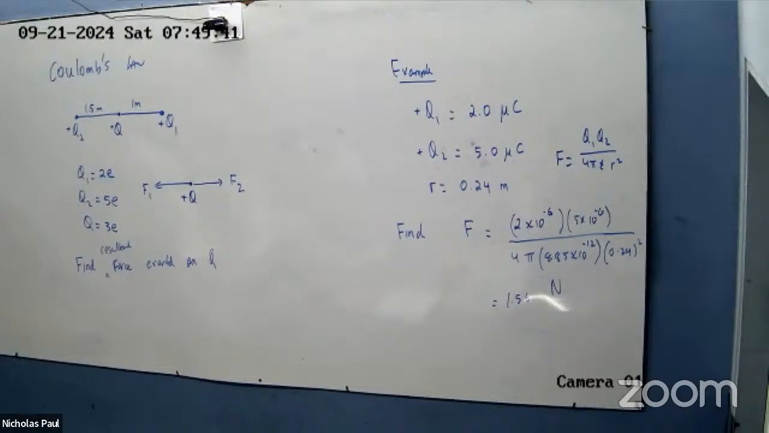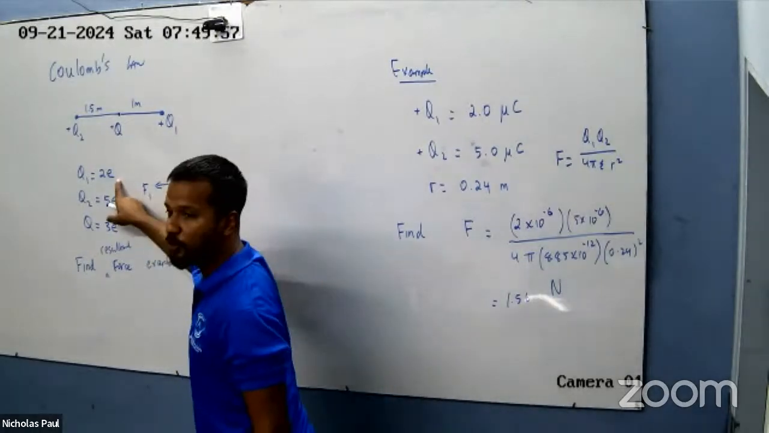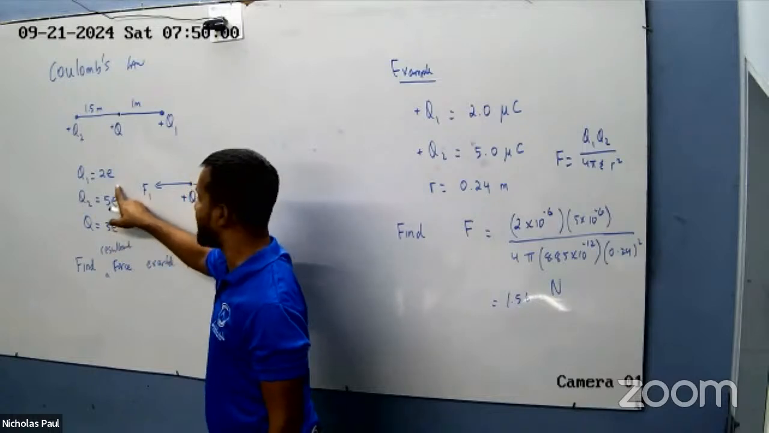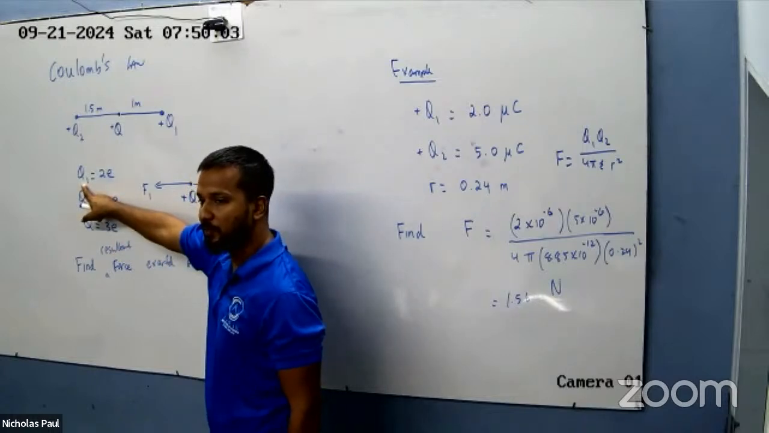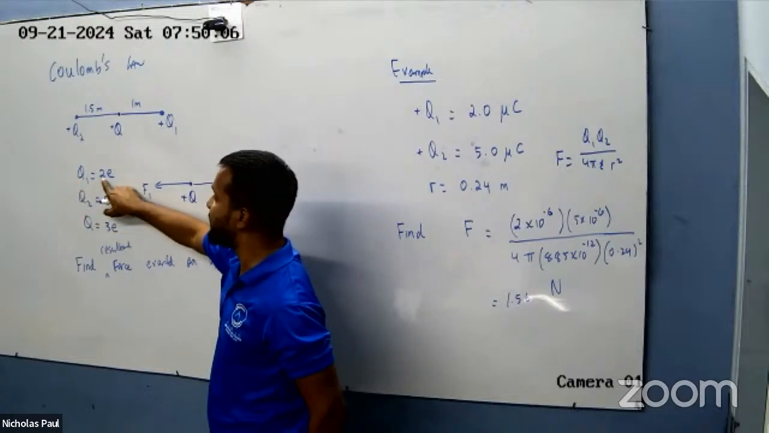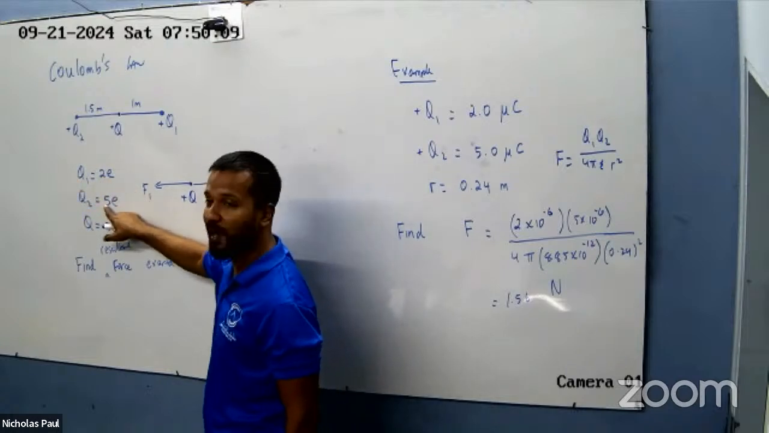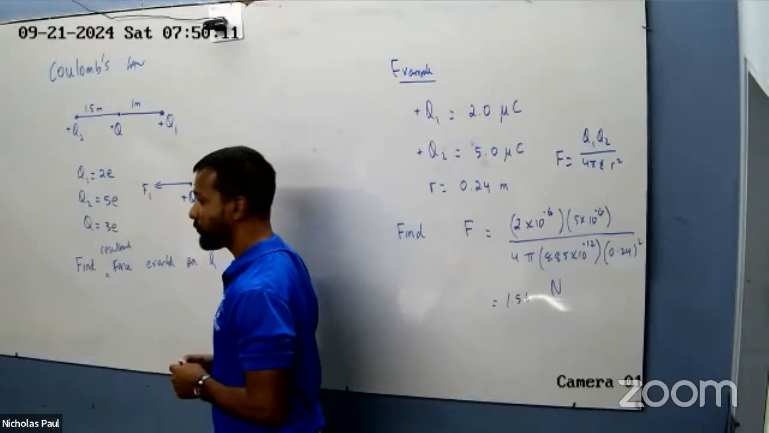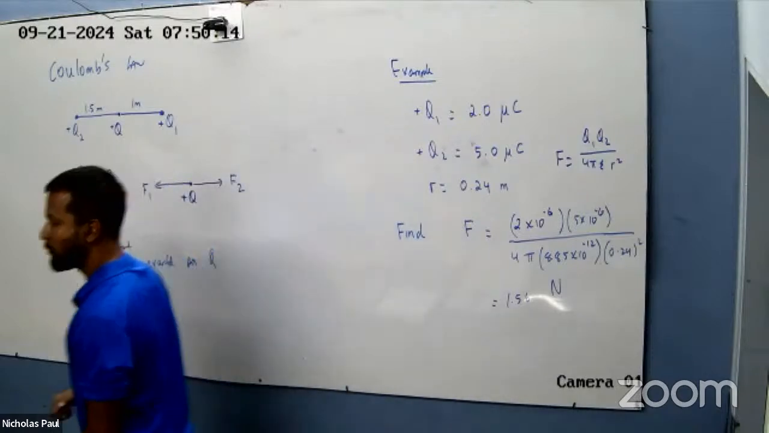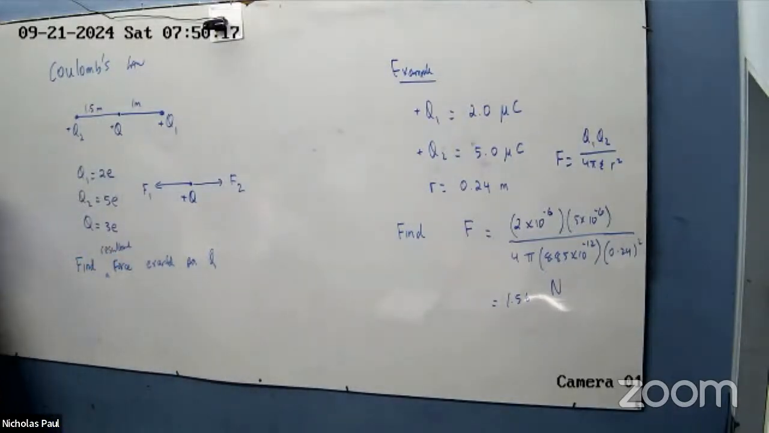It's like a variable, it's a constant. This E here is an electron, the charge of an electron. This is charge. So this is 2 by 1.6, this is 5 by 1.6 by 10. Okay so far?